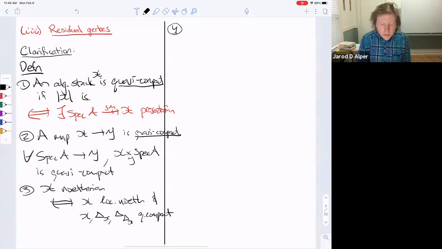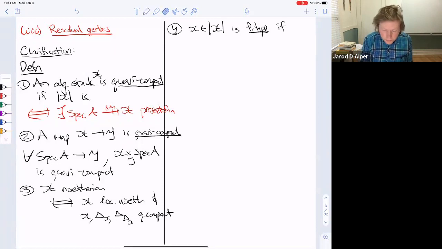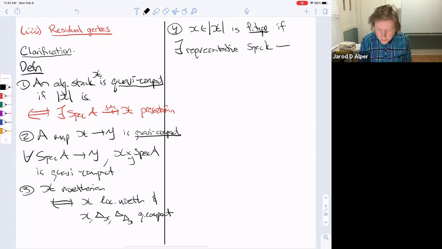And then the other definition, we were interested in the analog of the closed points for algebraic stacks. And we introduced the notion of a finite type point to provide that notion. So we say that a point in the topological space of an algebraic stack is finite type if there exists a representative, a field mapping to it, a representative of this point X, such that this morphism is locally of finite type.